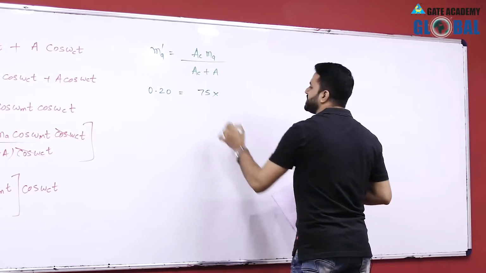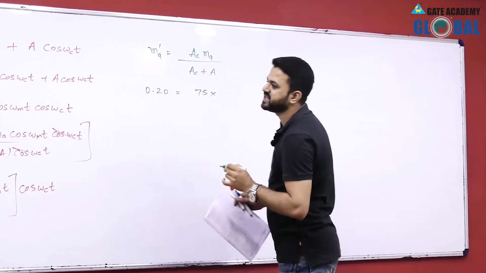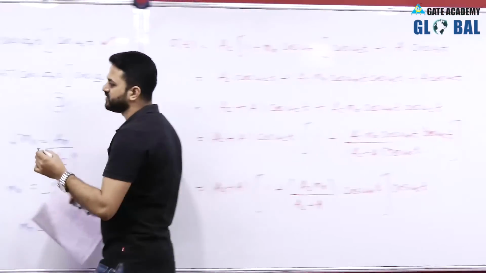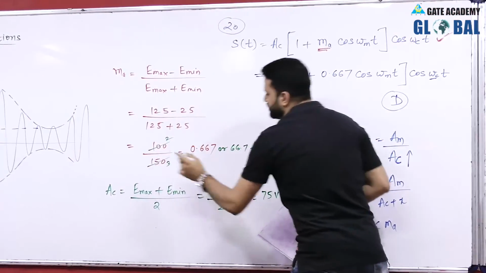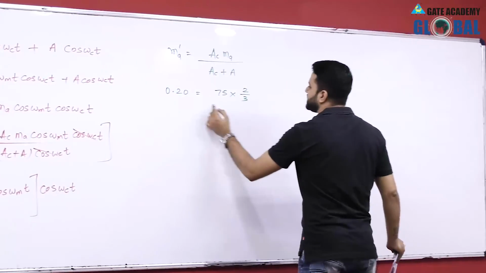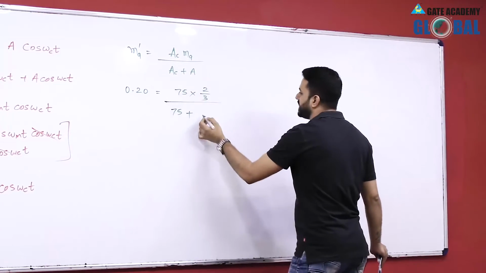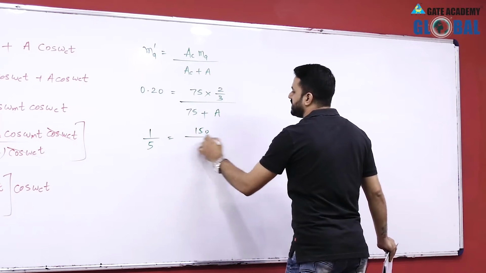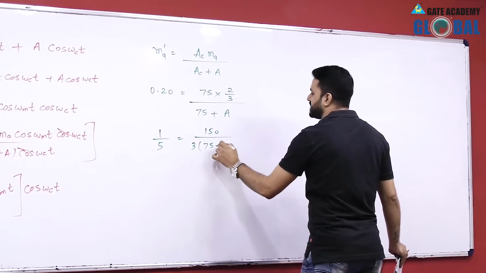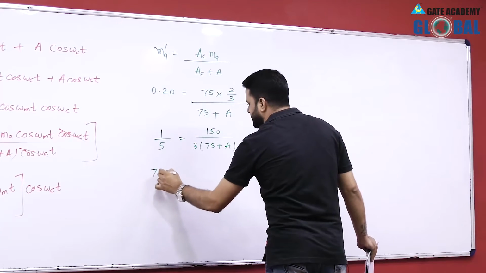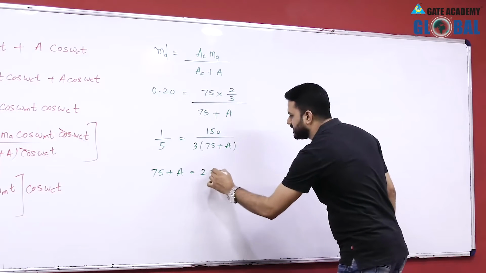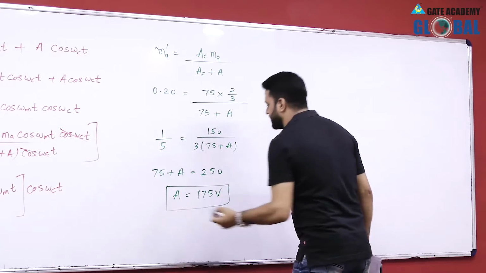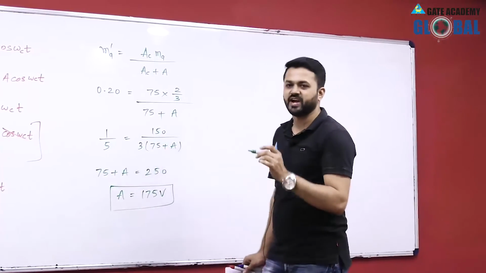AC is 75, and previously the modulation index was 66.67%, or you can write 2 by 3. This is 50 into 2 and 50 into 3, so this is 2 by 3. So let's write 2 by 3 here, and carrier amplitude 75 plus A. We can write this as 1 by 5, and this is 150 divided by 3 times 75 plus A. So 75 plus A equals 250, so A is 250 minus 75, which is 175 volt. So the additional carrier has amplitude 175 volt, which is positive.